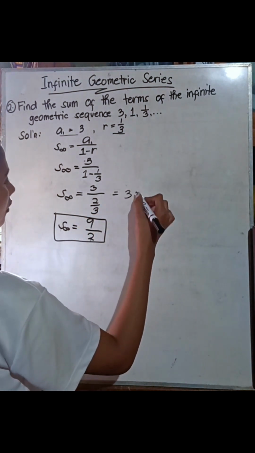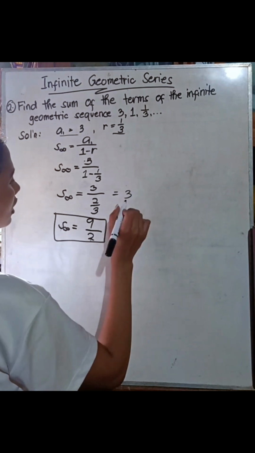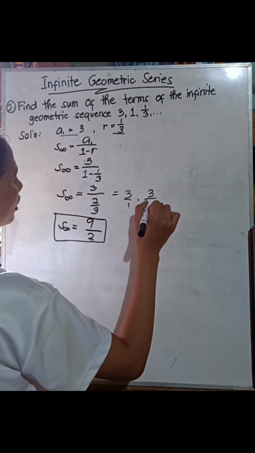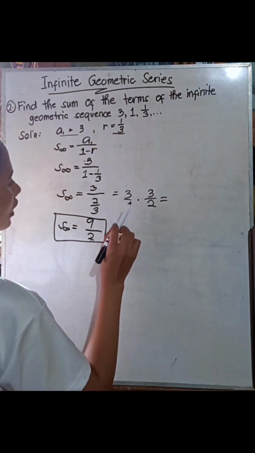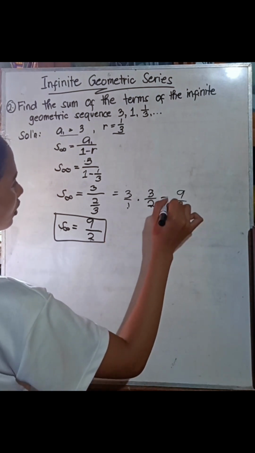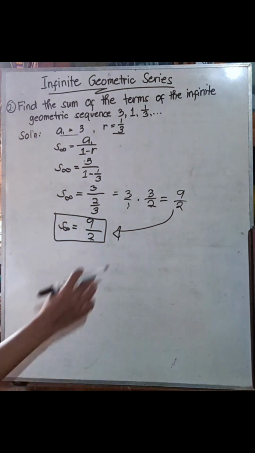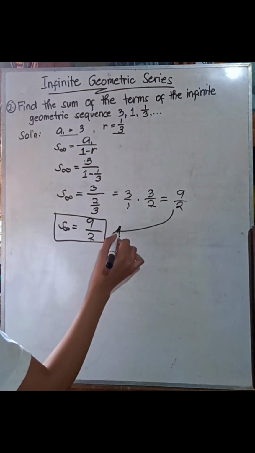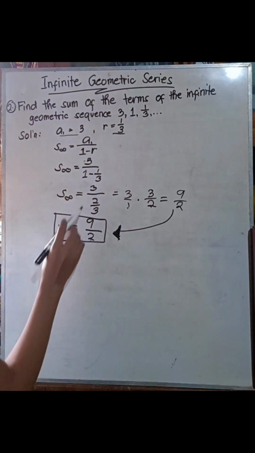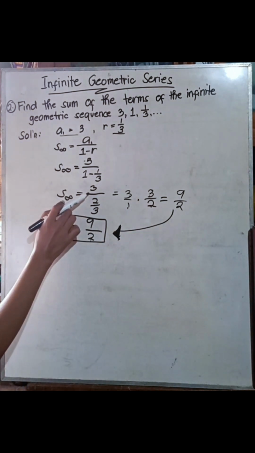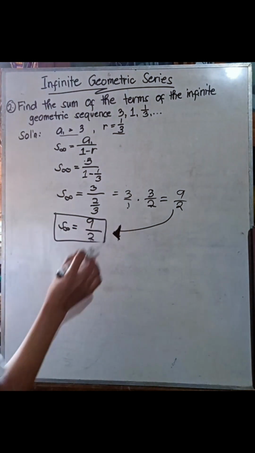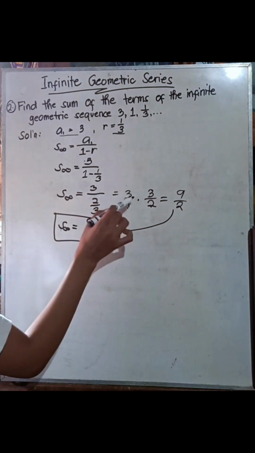So, 3 times, 3 over 1 times 3 over 2 is equals to 3 times 3, 9 over 1 times 2, 2. That is 9 over 2. Did you understand how I solved it? So, when you encounter a fraction in your denominator, change the division into multiplication.